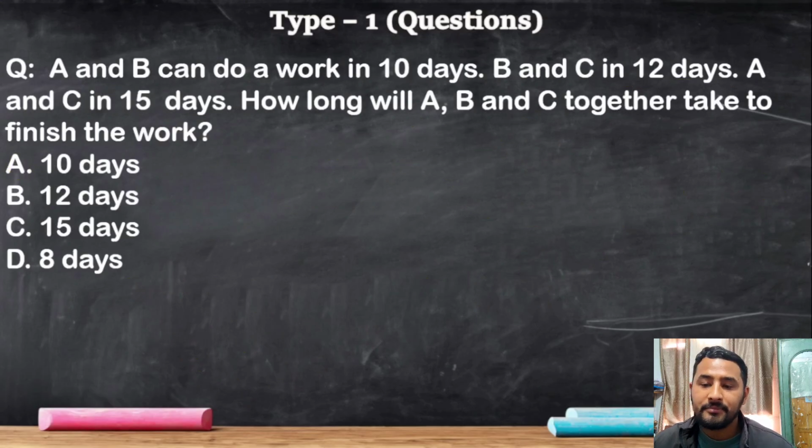Let's go to the next. Type 1. A and B can do a work in 10 days, B and C in 12 days, and A and C in 15 days. This type of question is also very important. You can mark it as important for UBSI or maybe the UB group. Okay, so let us see how.